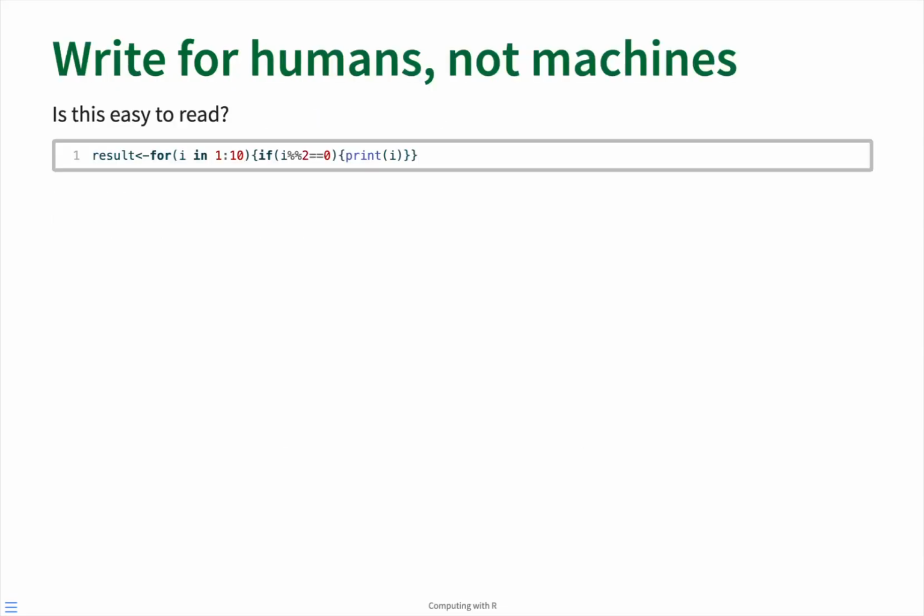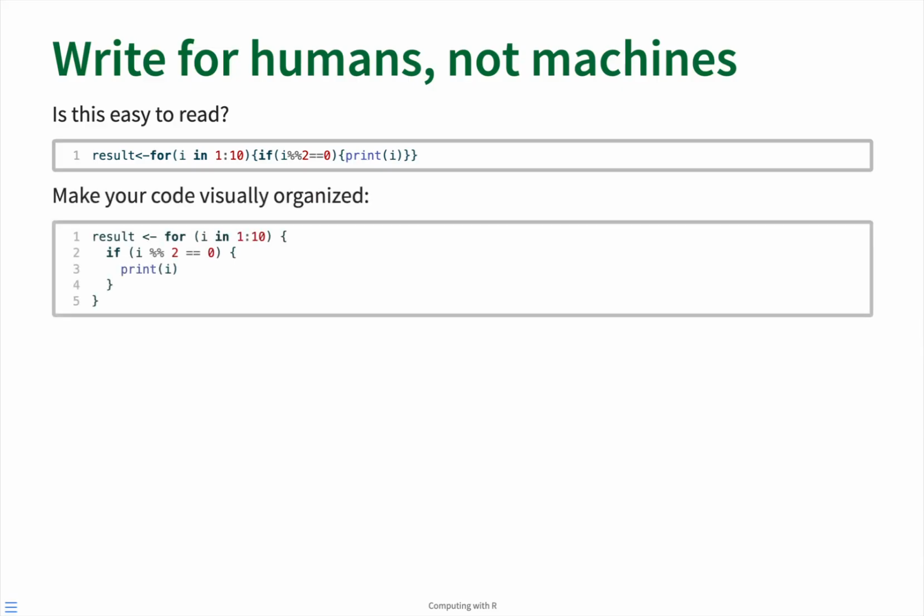We mentioned before that we want to write for humans. This code chunk here is valid R code. The R interpreter would be able to understand this and run it, but it's pretty hard for us to read it and see what's going on. But if we were to format the same code with much better code style, then it becomes a lot clearer. We can see that we've got a for loop, and inside that we've got a conditional if statement, and then we're printing out some results.